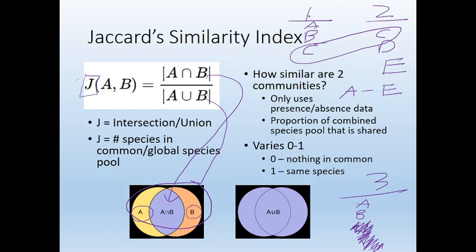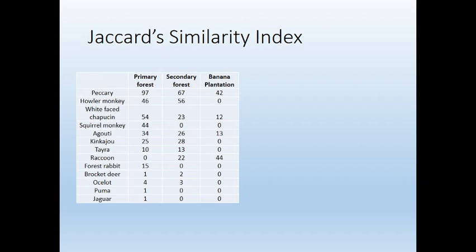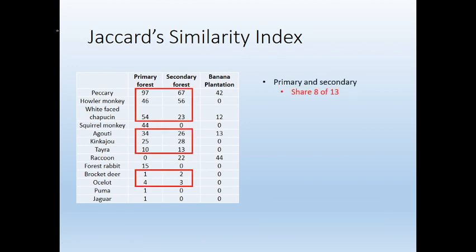Well, it's easy to see that that is very similar. It's going to be more similar to community 1, right? But it's a lot harder when you have a whole lot of species here. And even here, just looking at the data, you might not be able to determine with a quick look which community is most similar. So primary and secondary here share 8 of the 13 total species. Of these species here, there's 13 of them, and they share 8 of the 13.